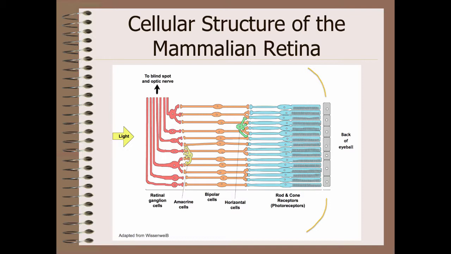The first layer consists of the rod and cone receptors. These are the photoreceptors and are the first cells to respond to the presence of light. Once these rods and cones are activated by the light, they will generate a neural signal into the next layer of cells, the bipolar cells, and then onto the ganglion cells. The horizontal cells and the amacrine cells help to modulate the signals being passed along the retina. Finally, the signals leave the eye via the axons of the ganglion cells, which make up the optic nerve.